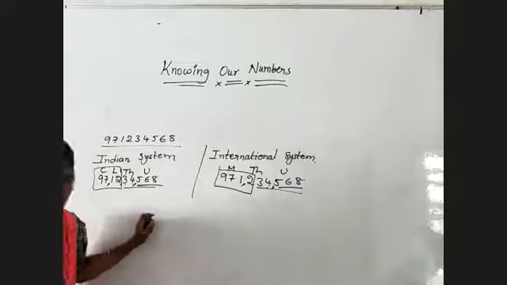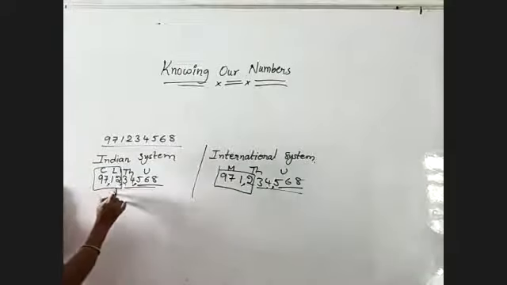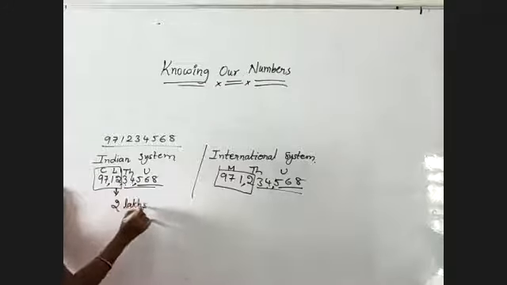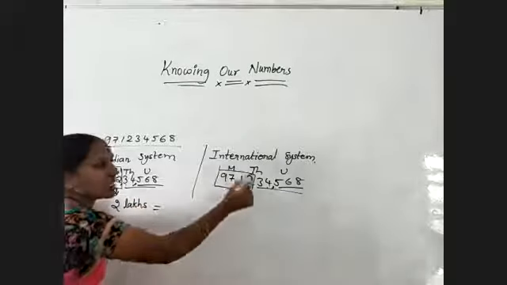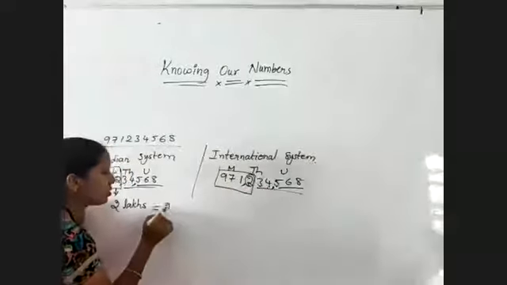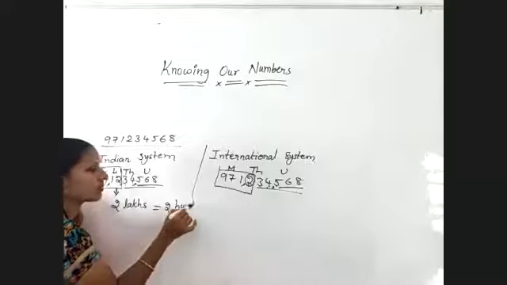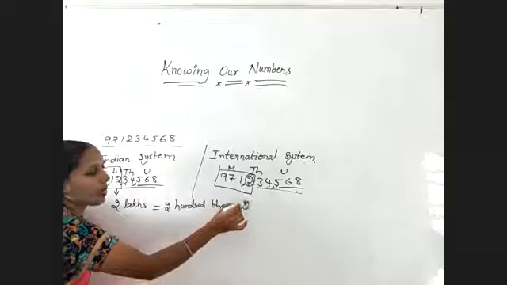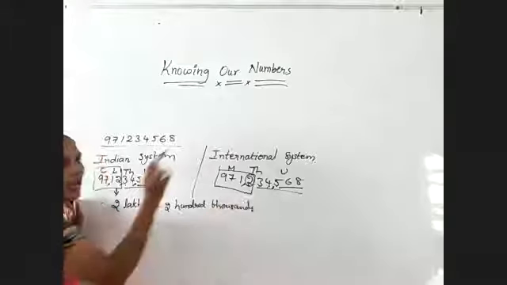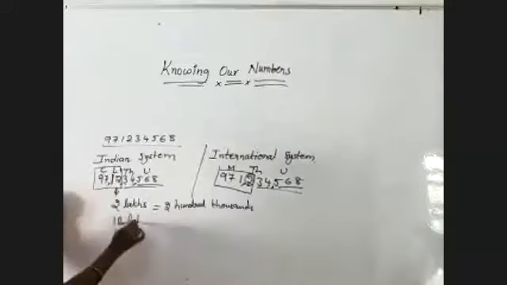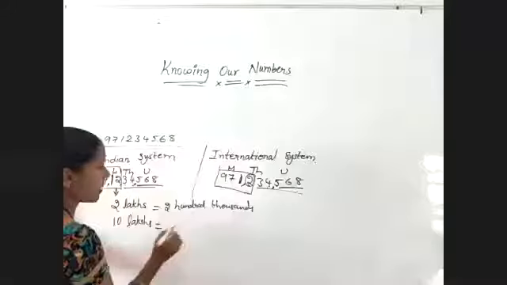So how are they related? For example, in this number, 2 is in the lakhs place, that means 2 lakhs is equal to, in the international system, 1, 10, 100, 1,000, 10,000, 100,000, so 200,000. Coming to the next one, 1 is in the 10 lakhs place. So 10 lakhs is equal to 1 million, since 1 is in the millions place.